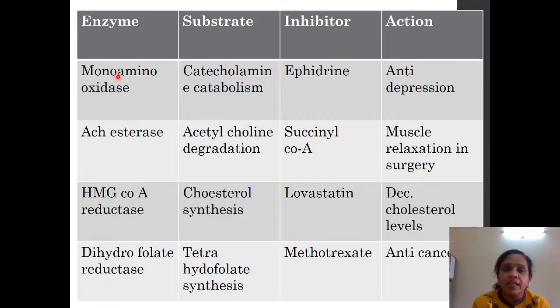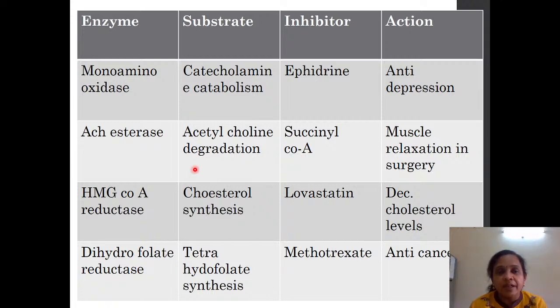So this ephedrine will inhibit the monoamine oxidase. As a result of that, serotonin will stay for a longer time in the brain, and that is why it is used in anti-depression. Now, acetylcholine esterase, that is the one that brings about the acetylcholine degradation. So, this cholinesterase is important for the degradation of acetylcholine. So, this is inhibited by giving succinyl-CoA.